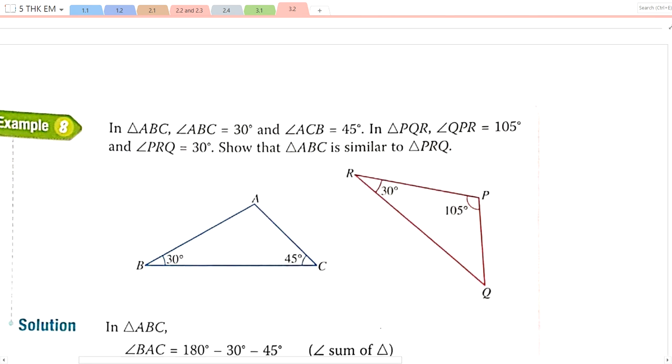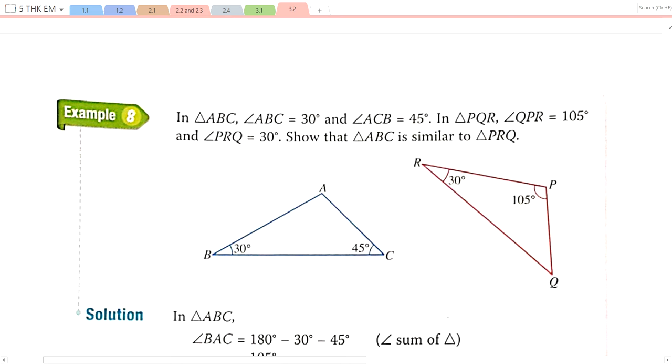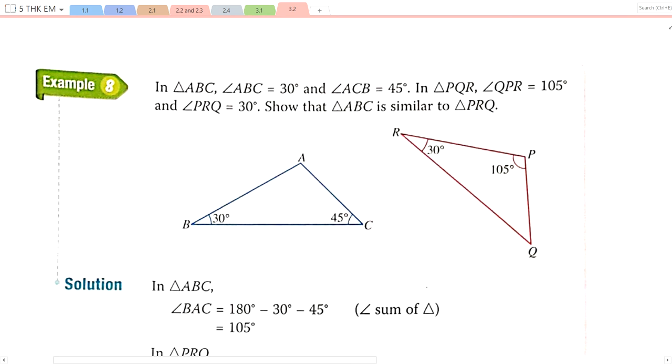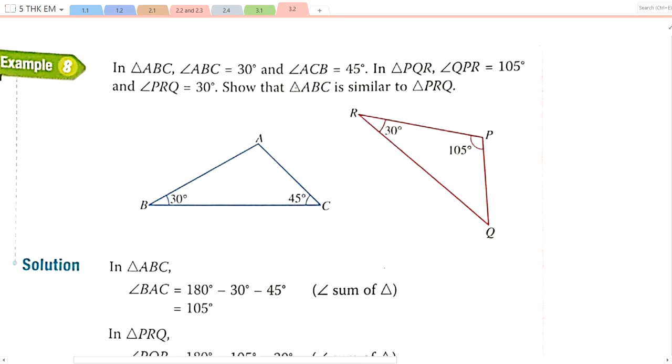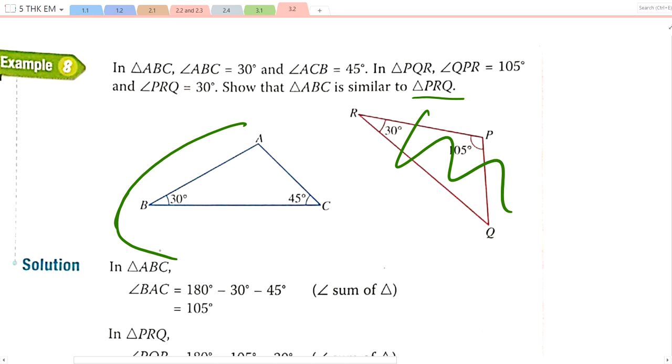Go to example number 8. I'll go through this one. You just need to watch the screen. So the two triangles are placed in different orientations. Your job is to show that triangle ABC is similar to PRQ. My approach is still the same. I'll ignore this one. I'll draw my own triangle again. I've got A, B, C over here. I want to show that it is similar to PQR.